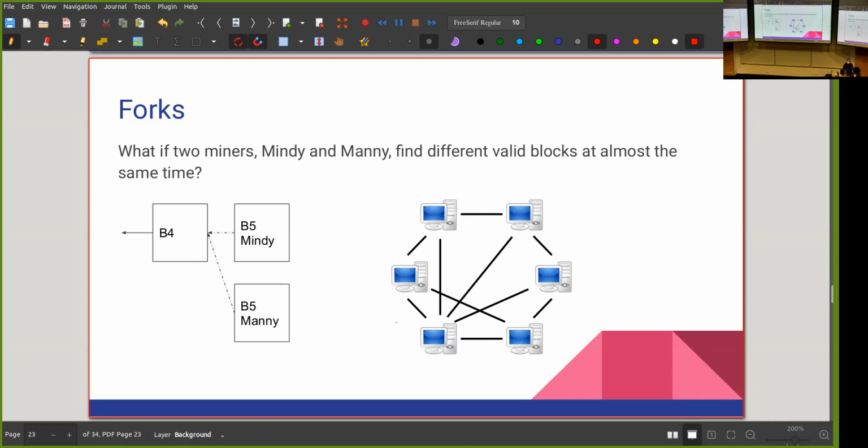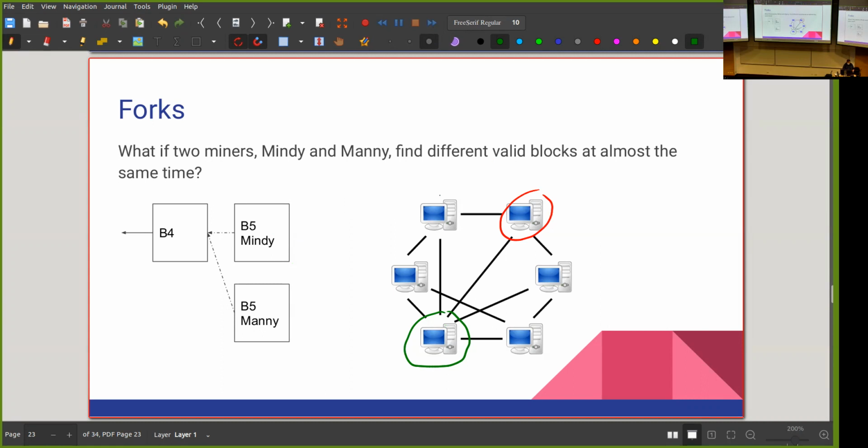And then again, we will have a situation that was similar to the situation for double spending. So we have two miners, Mindy and Manny, they have each created a block that is their candidate for being block number 5, and they have both solved the problem correctly, right? But now, again, let's say one of them announces the block here, and the other one announces the block here. And then again, we have the same problem that we had in double spending. The blocks get propagated, and each node thinks that the block that they heard about the first time is going to be the valid block.